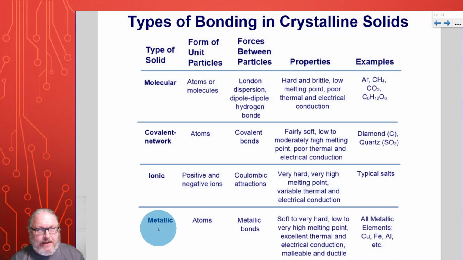Metallic solids. Now they're also atoms. They're held together by metallic bonds. Those are the forces holding them together, that sea of electrons. They're usually soft or can be very hard. They have low to very high melting points, excellent thermal and electrical conduction. All right, they're very malleable. They're very ductile. Think all of your metallic elements: copper, iron, aluminum, potassium, things like that. Okay, they're going to have metallic bonds.